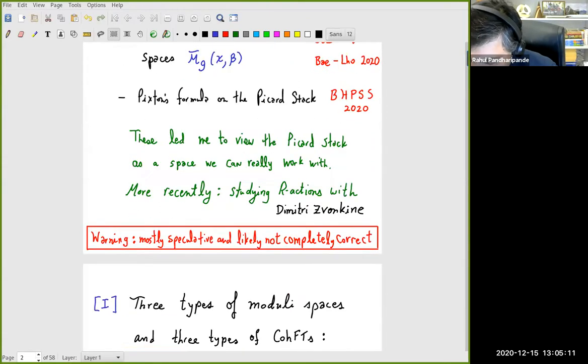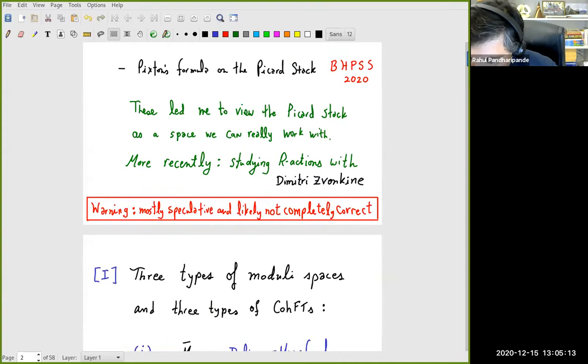And so I start here with the CohFTs. So the ideas are, first I'll tell you a little bit about CohFTs, then these Picard CohFTs, and then some applications, and then some things about the Picard stack. So the beginning is 3 types of moduli spaces and 3 types of CohFTs. So in some sense, I have to start here.